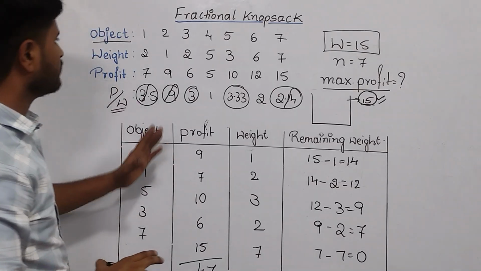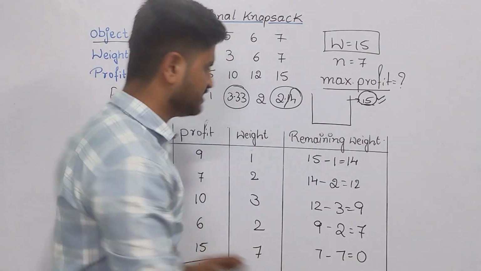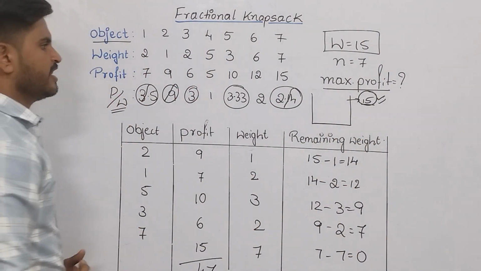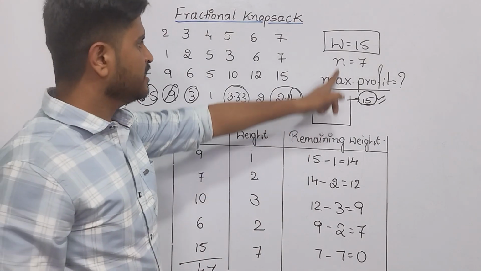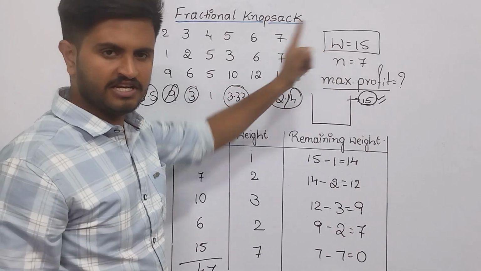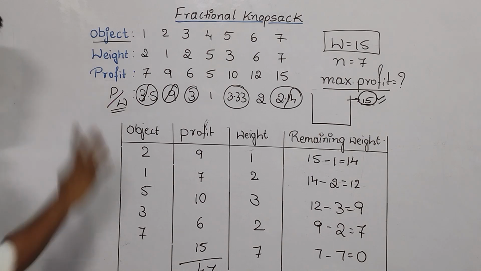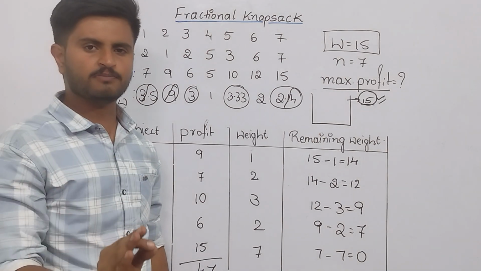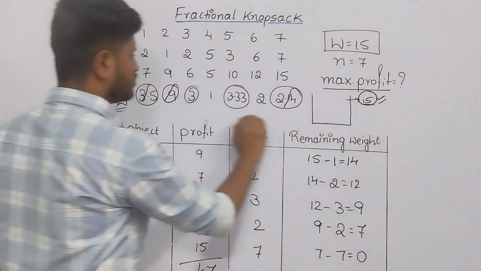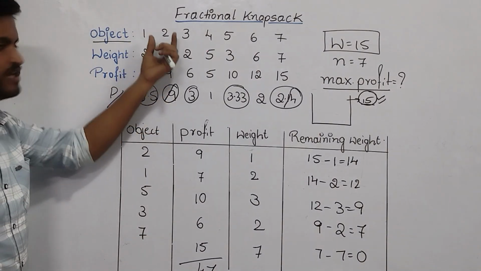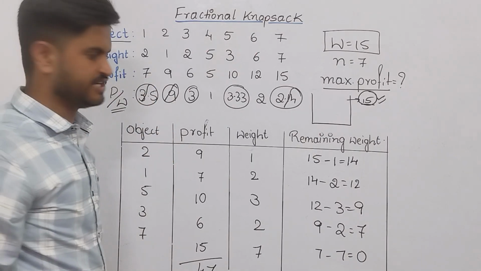So what we did in this problem? We just took the objects, profits, weight and the remaining weight as the 4 columns of our table, and our goal was to find the maximum profit. To find the maximum profit with the maximum capacity of 15, we needed to choose the objects. We chose the objects based on the profit by weight ratio because it gives the optimal and it is the most accurate technique. Now what we did? We arranged all the profit by weight ratios of each and every object and chose the object based on their maximum profit by weight ratio.